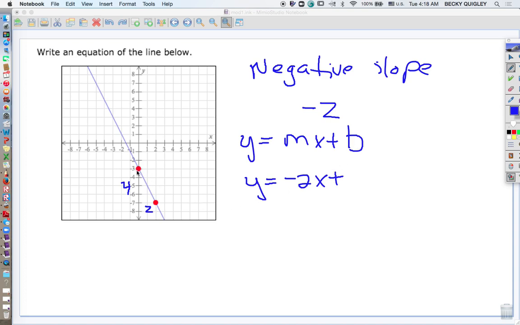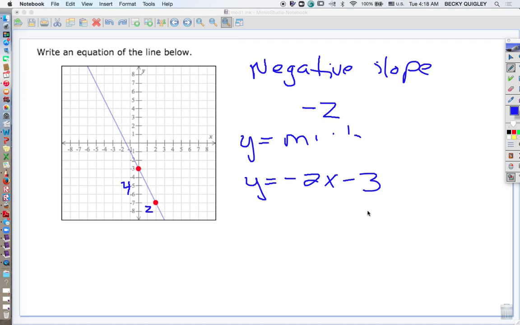So here our y-intercept, so x is 0, y is negative 3. So y equals negative 2x minus 3. So that would be an equation for this line.